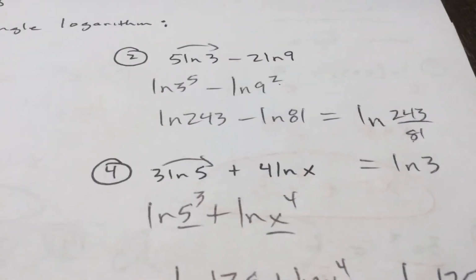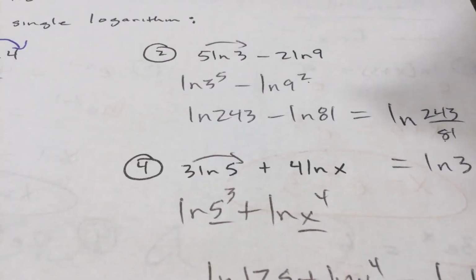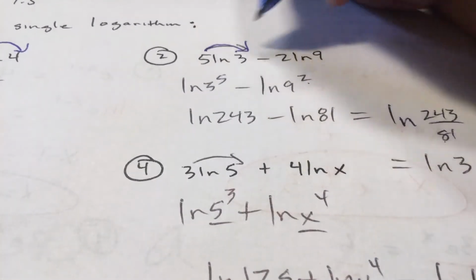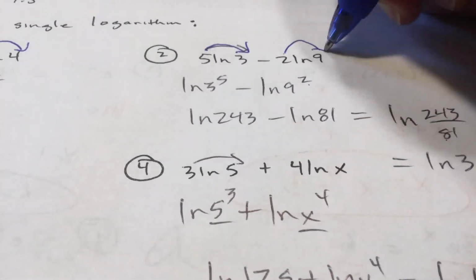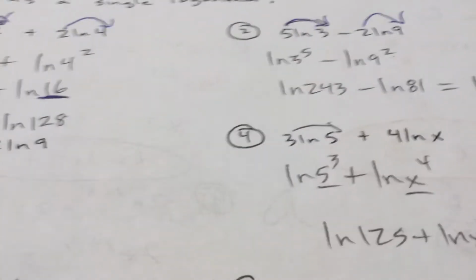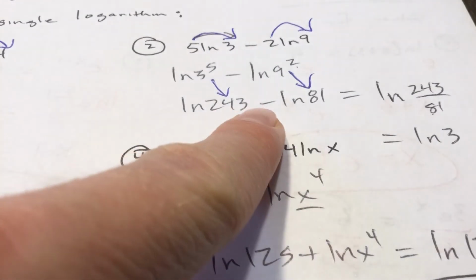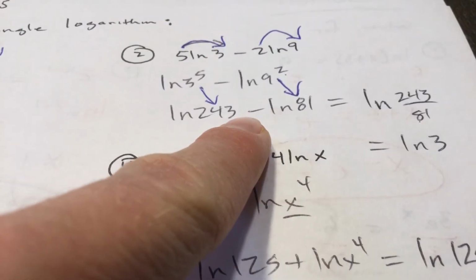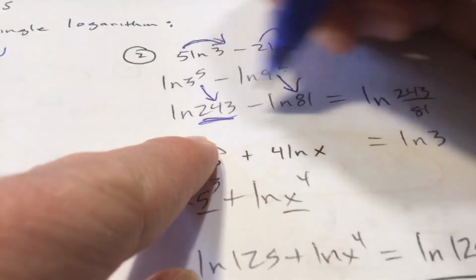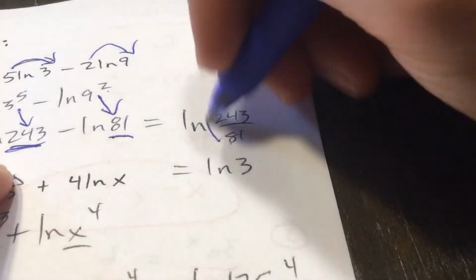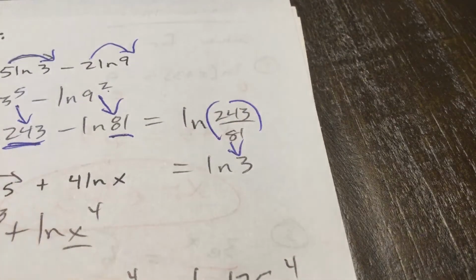You're going to do the same thing. It's going to be a pretty big number on number 3. All right. So again, on this one, that is an exponent. It's 3 to the 5th minus, this is an exponent, 9 squared. 3 to the 5th is 243. 9 squared is 81. In the log world, subtraction means division. I'm going to write this as natural log of 243 divided by 81. 243 divided by 81 is natural log of 3.